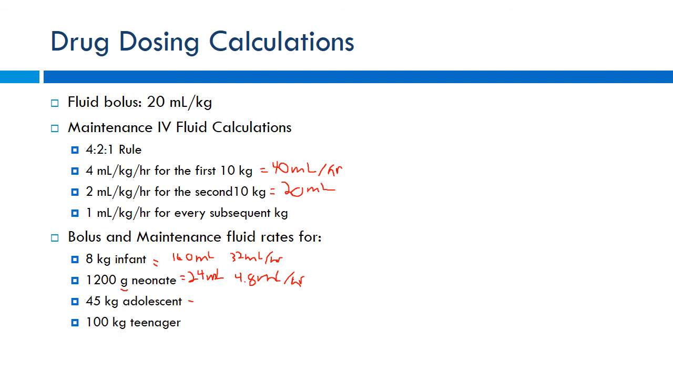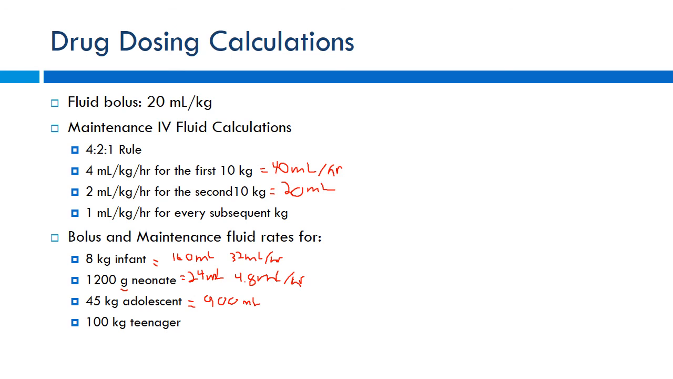Then next, let's look at the 45 kilogram adolescent. Here, for our fluid bolus, we'll say 45 times 20 equals 900. So this patient would get almost a liter of fluids for their fluid bolus.